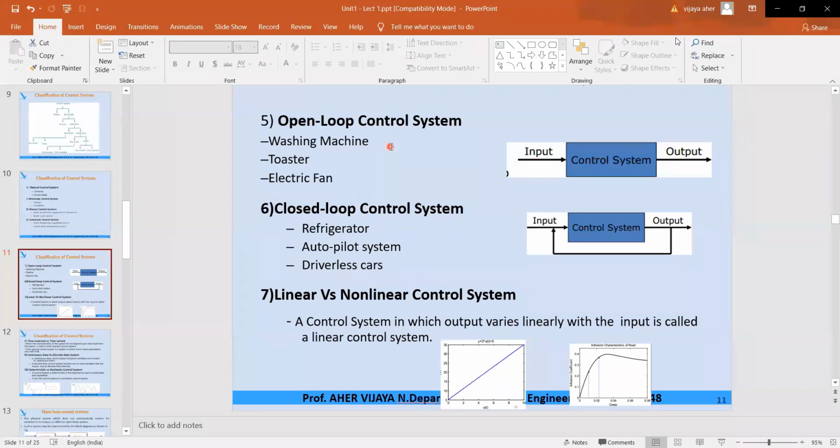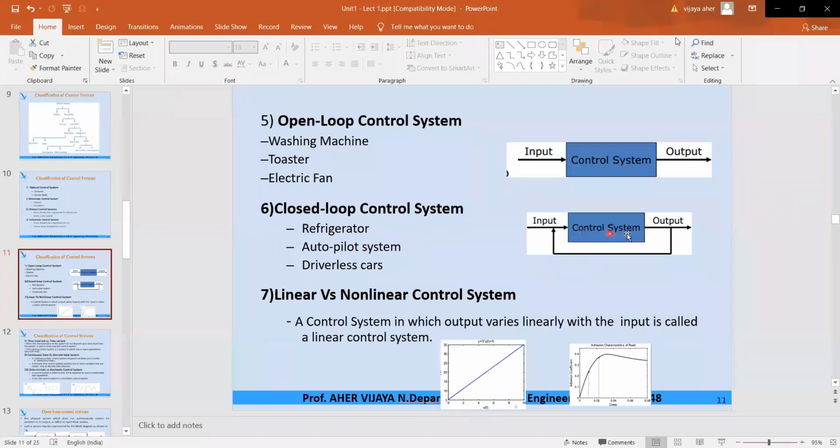Now coming to the next classification, that is closed loop control system. Now this is the block diagram of closed loop control system. Students, are you with me? Yes, ma'am. Okay, beta Ashish. So remember the block diagram of closed loop control system.